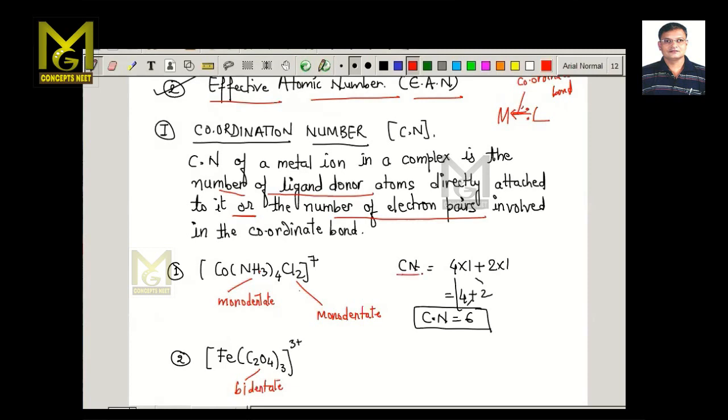Therefore, to calculate the coordination number, since this is monodentate, we take 4 into 1, plus this is also a monodentate ligand, so plus 2 into 1. 4 into 1 is 4, plus 2 into 1 is 2. So the total coordination number in this case is 6.